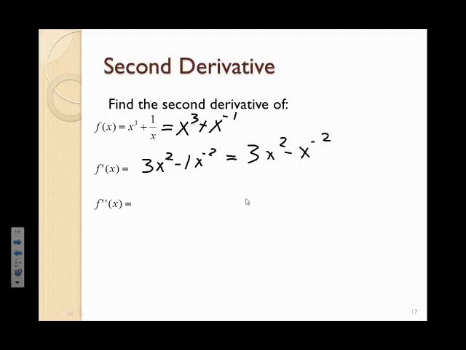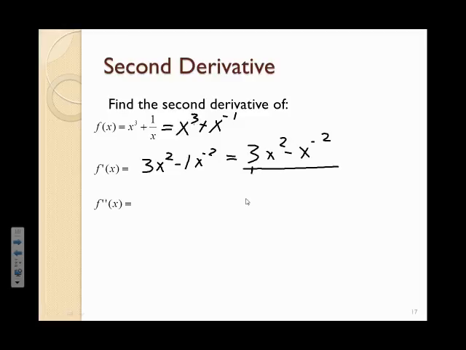So the same rules apply. And if that's true for the second derivative as it is for the first derivative, then we can just simply do the same thing. Take the derivative of the first derivative, and you will have the second derivative. So now what we want to do is take the derivative of this.